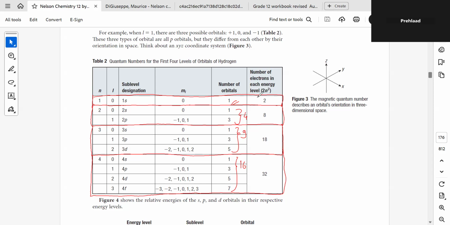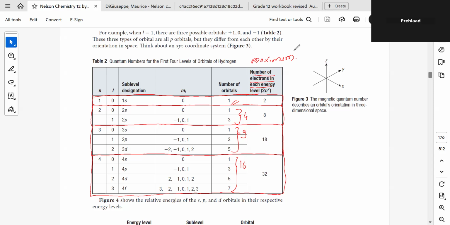And each orbital can have a maximum of 2 electrons. So the number of electrons in each energy level is 2n squared. This tells you the maximum capacity. It doesn't mean that it needs to have that many electrons. You can't have more than that. That's the maximum number.